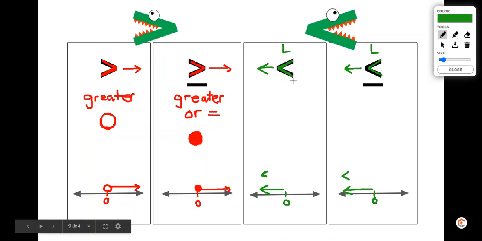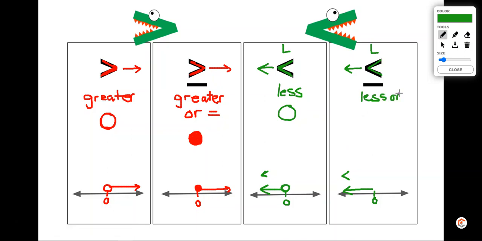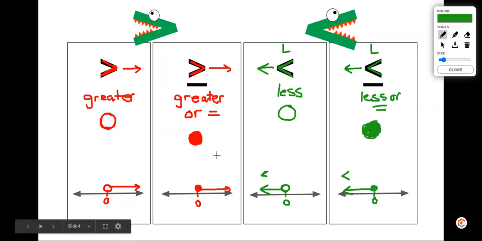Now this one has nothing at the bottom. So for less than, nothing at the bottom, that's right, open circle. Less than 0, not equal to. For this one, less than or equal, something extra at the bottom, that means something extra in the circle. Gotta fill it in. So, less than or equal to 0.